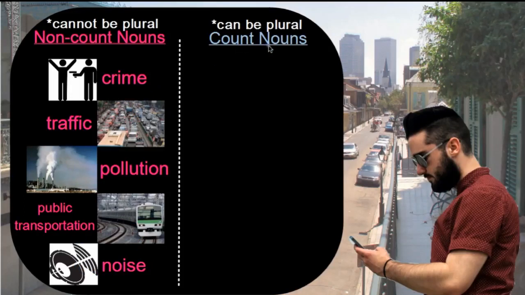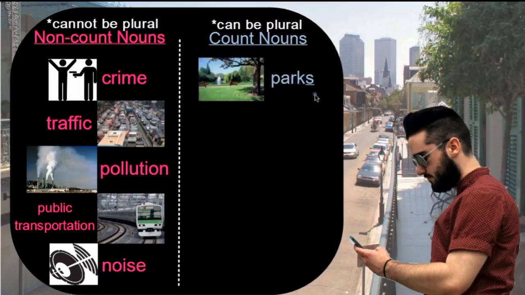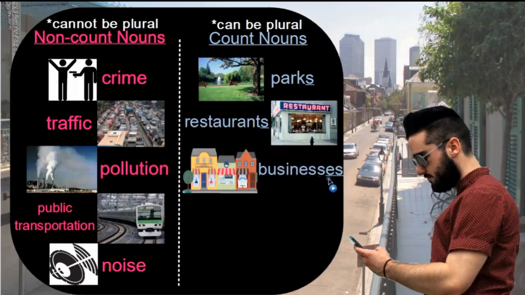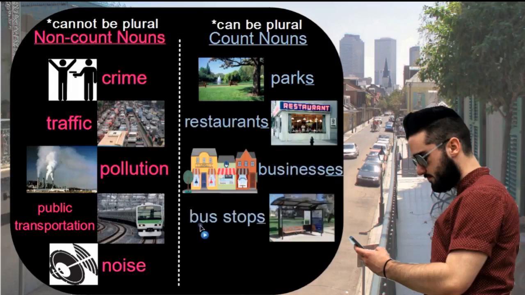Now, examples of count nouns. For example, parks. Notice it's plural. It can be singular, but it can also be plural. So it's a count noun. Also, restaurants is a count noun. Businesses is a count noun. Bus stops is a count noun. And cars is a count noun. So, remember, non-count nouns cannot be plural. We use them like they are singular. Count nouns have the potential, the possibility, to be plural.